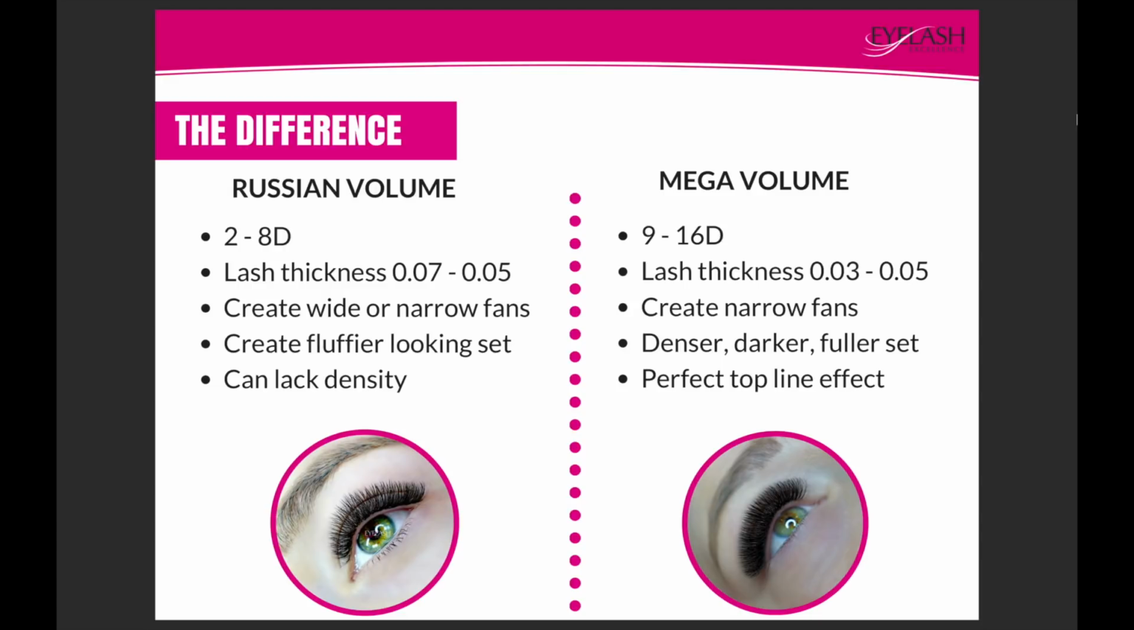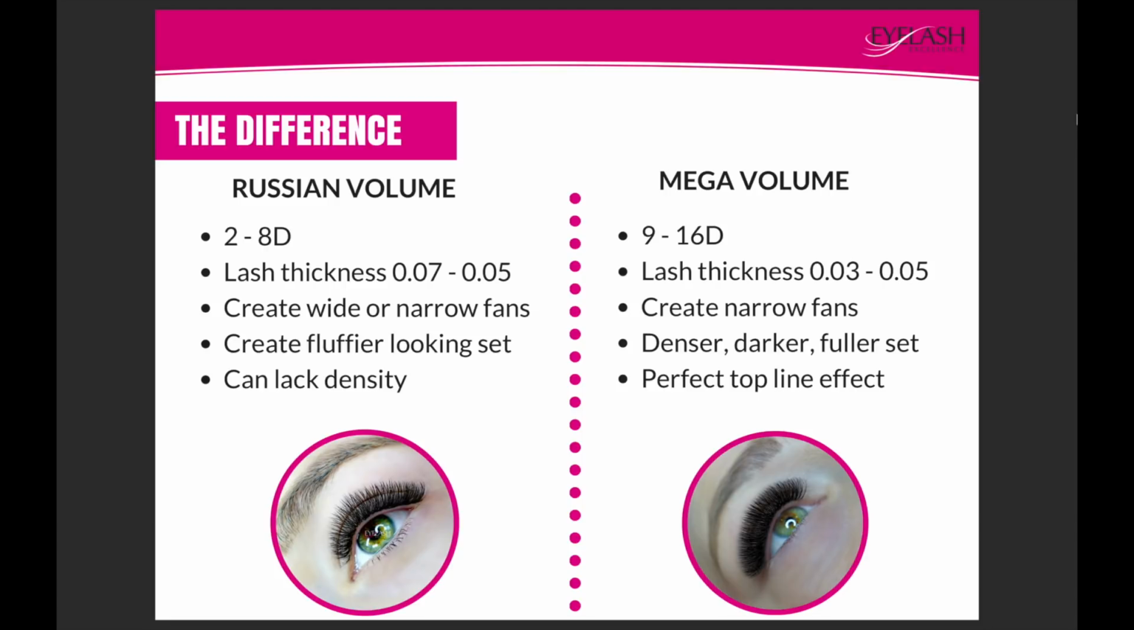So what is the difference between Russian volume and mega volume? We tend to class Russian volume as 2 to 8D. When we say D, it means how many extensions are in a little fan that we apply to the natural lash. With Russian volume, we tend to stick within thicknesses of 0.07 to 0.05. We can create a wide or a narrow fan depending on what the client wants or what their natural lashes need. It's more of a fluffier looking set in my opinion, and it can lack density because there is a maximum amount of volume we can use safely with that technique onto a natural lash.